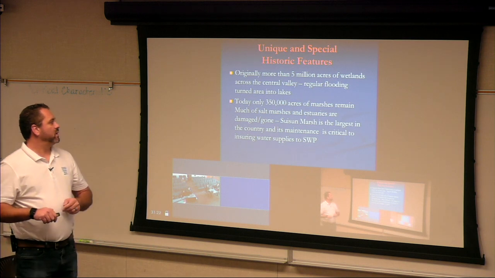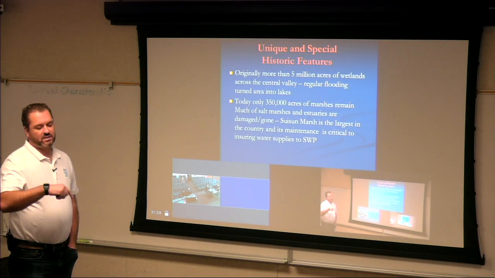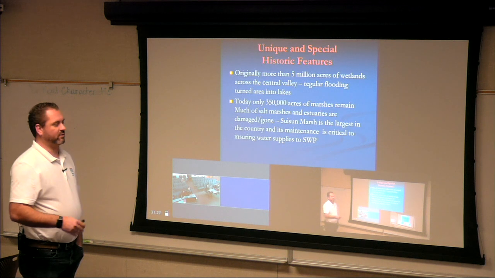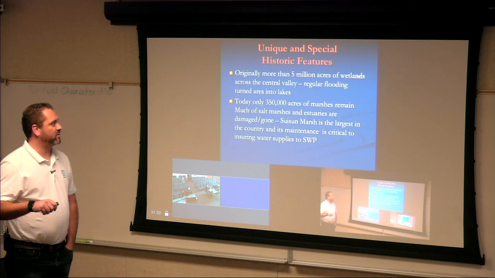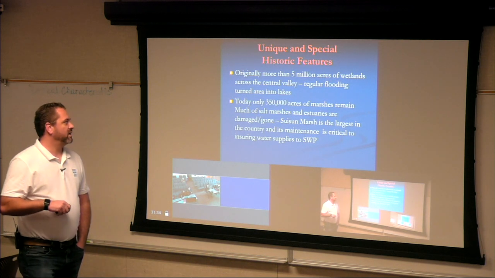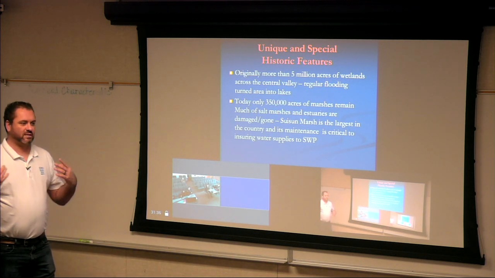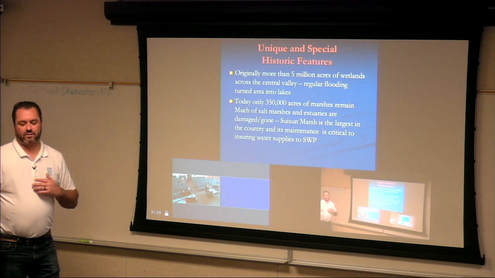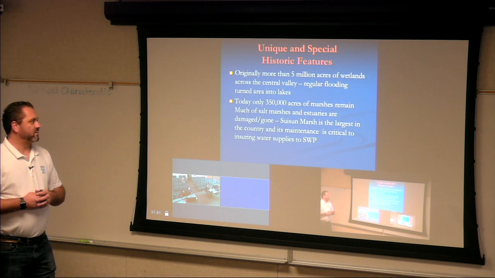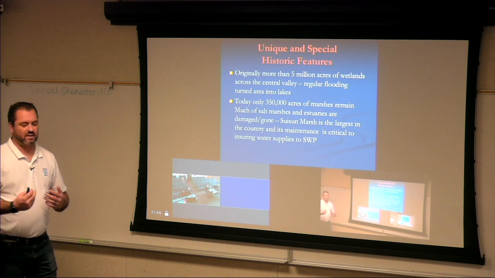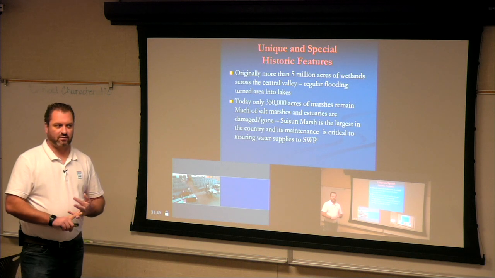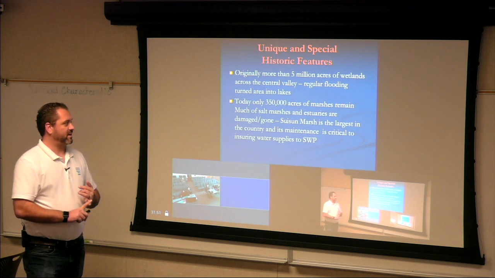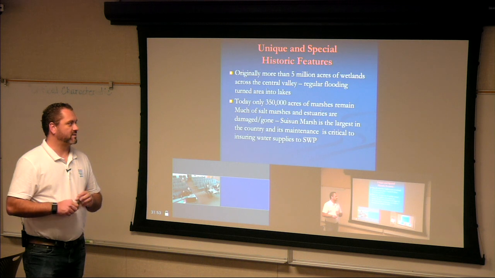Let's go. Another unique feature, this is all the precursor before we dive into groundwater, and groundwater is where it really gets interesting. So, historical features: originally we had more than 5 million acres of wetlands across the Central Valley because no one was damming up the river or diverting it for floods. But once humans came in and started building aqueducts, and needed to grow crops, today approximately 350,000 acres of marshes remain. Most of them are estuaries.